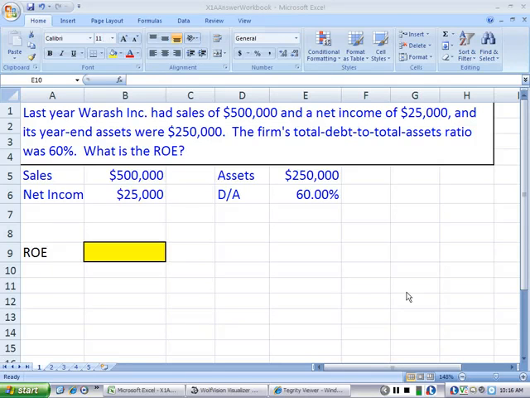This is with respect to the following. Last year, Warish Incorporated had sales of $500,000, net income of $25,000, and year-end assets of $250,000. They have a debt-to-asset ratio of 60%, and we're asked for the value for return on equity.